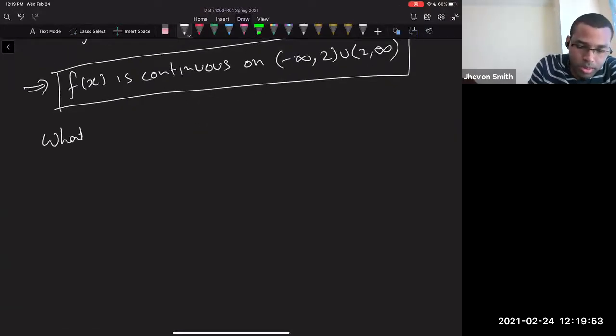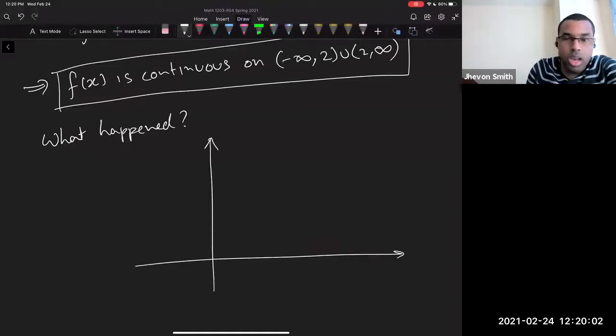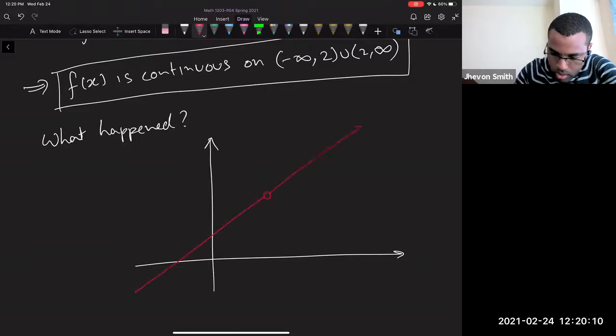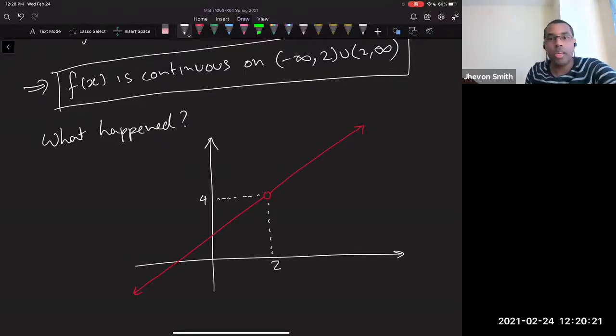What happened? Notice what happened is the following. We actually sketched this function before. Here's the graph of f of x. A hole occurred at 4. And that happened when x was 2. Now, someone went in and said, you know what? When x is 2, I'm going to fill in the value 0. So someone came and they filled in this point right here, right? So this is the graph of f.